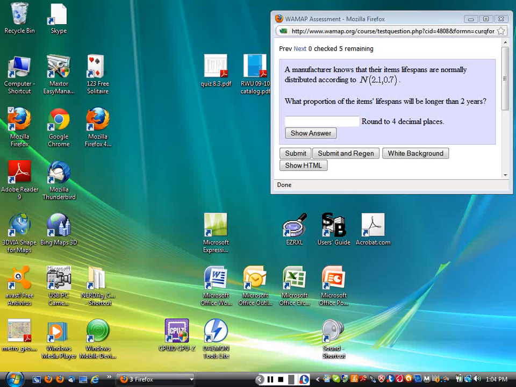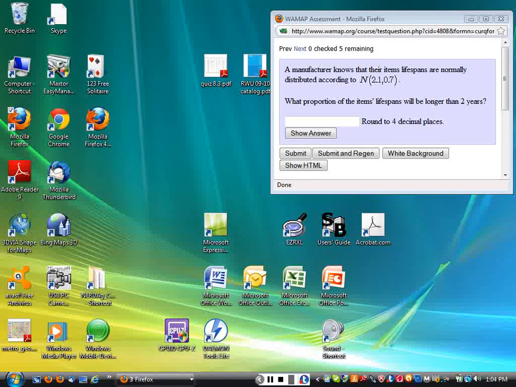Okay, so this is the problem we're working on. A manufacturer knows that their items' lifespans are normally distributed according to a normal with a mean of 2.1 and a standard deviation of 0.7. And we want to know what proportion of items are going to have a lifespan greater than 2 years. So let's look at not only how do we get the answer here, but how do we show our work.